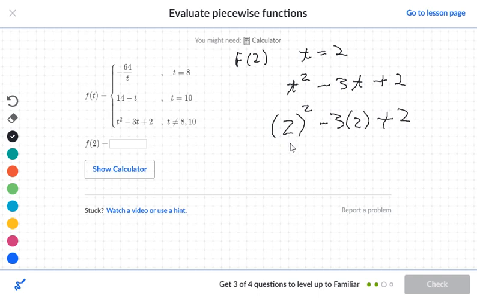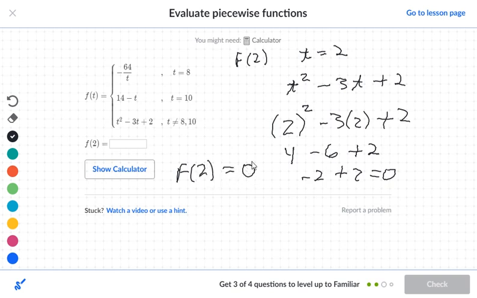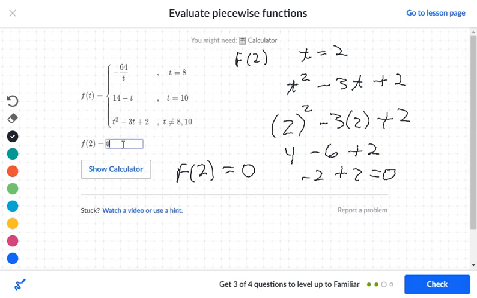So now let's do our order of operations to take care of the exponents first. So 2 times 2 is 4. Let's do the multiplication here. This is negative 6 plus 2. Subtraction and addition are the same in order of operations, so we go from left to right. 4 minus 6 is a negative 2, plus 2, so this would equal 0. So what we get at the end is that f of 2 is equal to 0. So the value for f of 2 is 0.